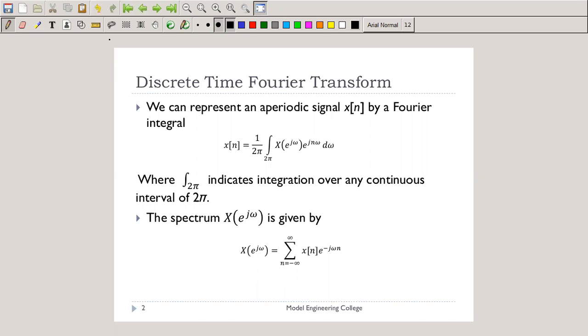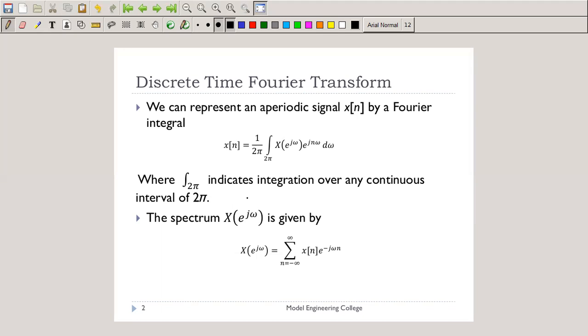So consider a discrete time sequence x of n. We can represent an aperiodic signal x of n by its Fourier integral, and that Fourier integral is given by the expression x of n is equal to 1 by 2 pi integral over 2 pi X of e raised to j omega, e raised to j n omega d omega. Here X of e raised to j omega is the Fourier spectrum, and this integration is over 2 pi. That is, we can integrate it over any continuous interval of 2 pi. We can integrate it from 0 to 2 pi or from minus pi to pi.